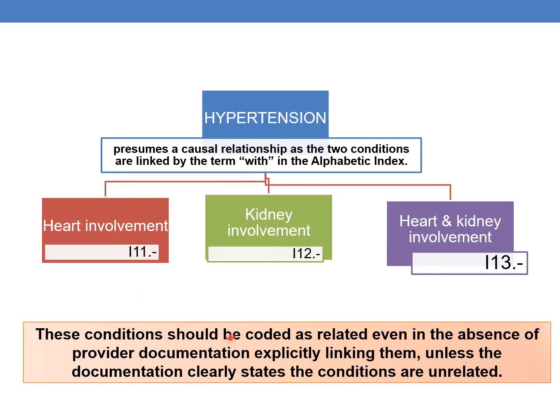These conditions should be coded as related even in the absence of provider documentation explicitly linking them, unless the documentation clearly states that the conditions are unrelated. They are hypertension with heart involvement, which is given by the I11 series, hypertension with kidney involvement, which is given by the I12 series, and hypertension with heart and kidney involvement, which is given by the I13 series.